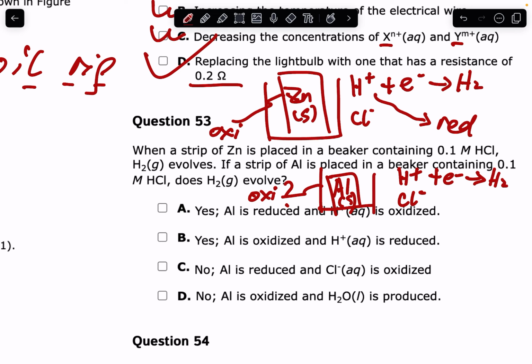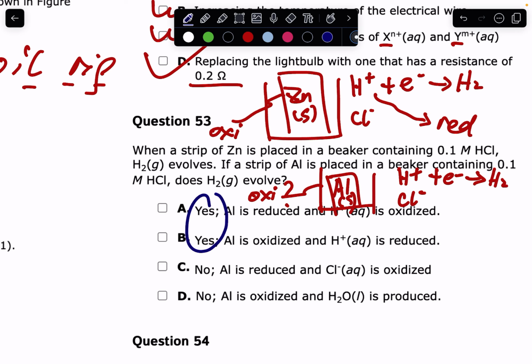But we don't know, right? We only know that zinc did get oxidized. But what about Al? We don't know. So before I dive into all the answer choices, I'm just guessing, I'm hoping that Al would have a higher oxidation potential than zinc. Then if zinc did get oxidized, Al with even a higher oxidation potential would definitely get oxidized. Then I can choose A or B. I can choose yes, Al is oxidized, okay? That is just my guessing, but I don't know.